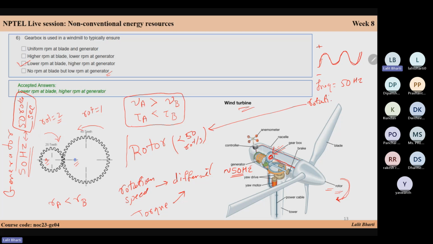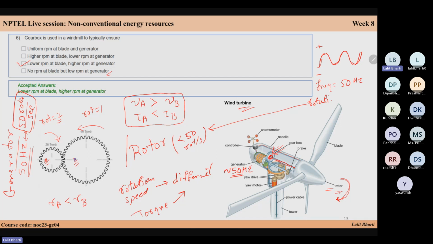So if you have rotor speeds larger than that, then you need to convert them to lower speeds by using a gearbox. So what is the mechanism of gearbox? Basically in a gearbox we have two gears. Let's say this is your A, this is your B. Their radiuses are different. So depending upon the ratio of their radius, you will be converting your torque as well as the rotation speeds.